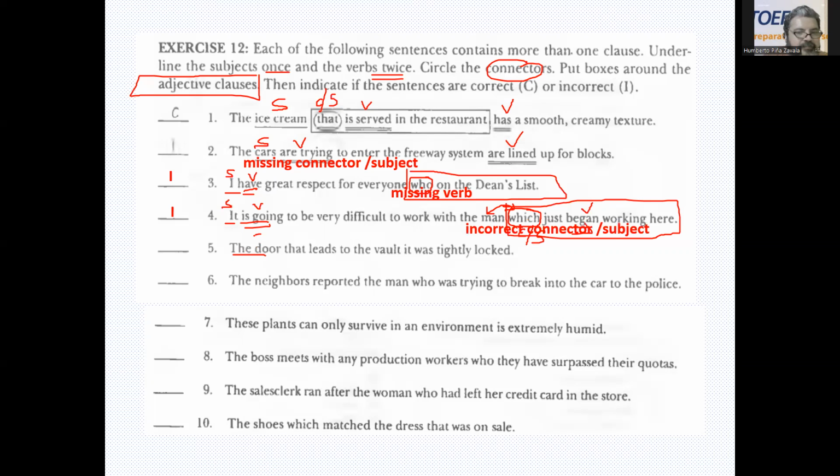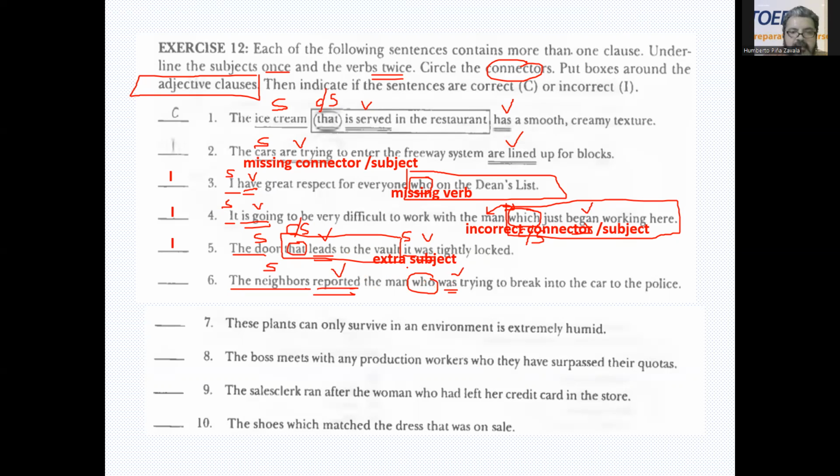The door that, connector subject, leads, verb, to the vault. It, subject, was, verb. Okay, so here you can see the problem. You have an extra subject, so that's incorrect.